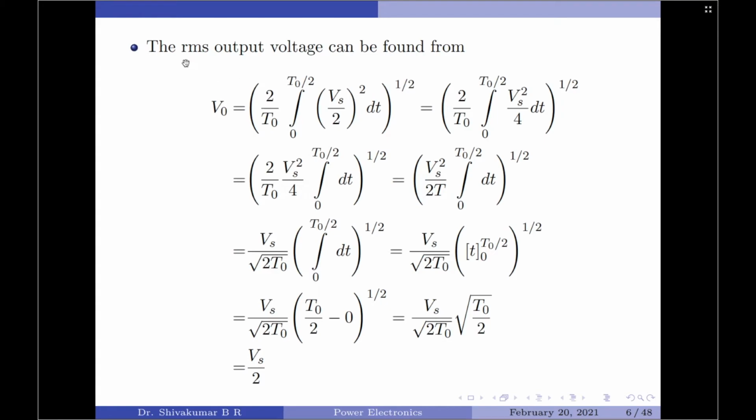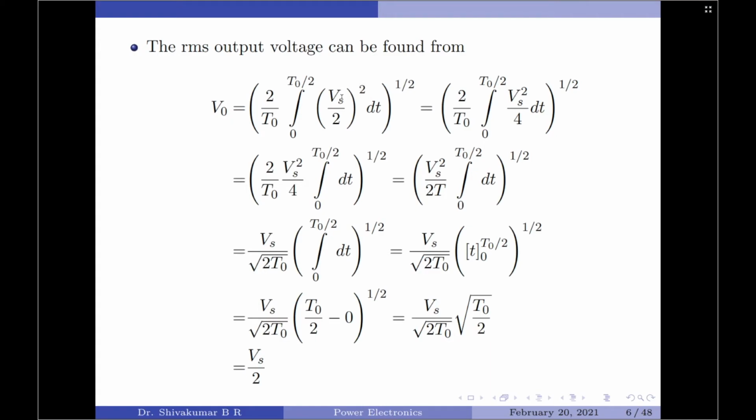But since whenever I am trying to compute RMS, it is always going to be squared, the sign does not matter. So what I have done is I have taken the value of 2 by T naught, integral limit 0 to T naught by 2. The value that is being integrated is the output, which is Vs by 2, squared, dt. Then put the whole thing under the square root. So we finally get the root, the mean, and the square of the quantity that is being integrated.